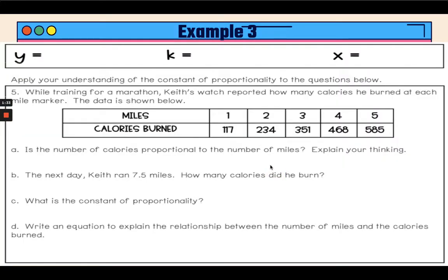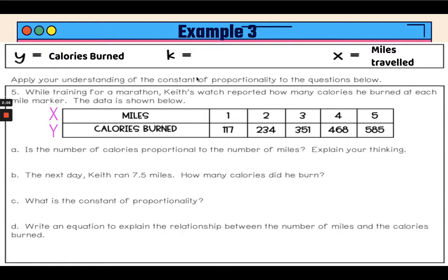Okay, next example. Sorry if this looks a little crazy. I just want to make sure it matches our notes. While training for a marathon, Keith's watch reported how many calories he burned at each mile marker. The data is shown below. First thing we need to do, label our x and label our y. So what is our x? Well, x is miles, the number of miles that he ran or traveled. And our y is going to be the calories that he burned.